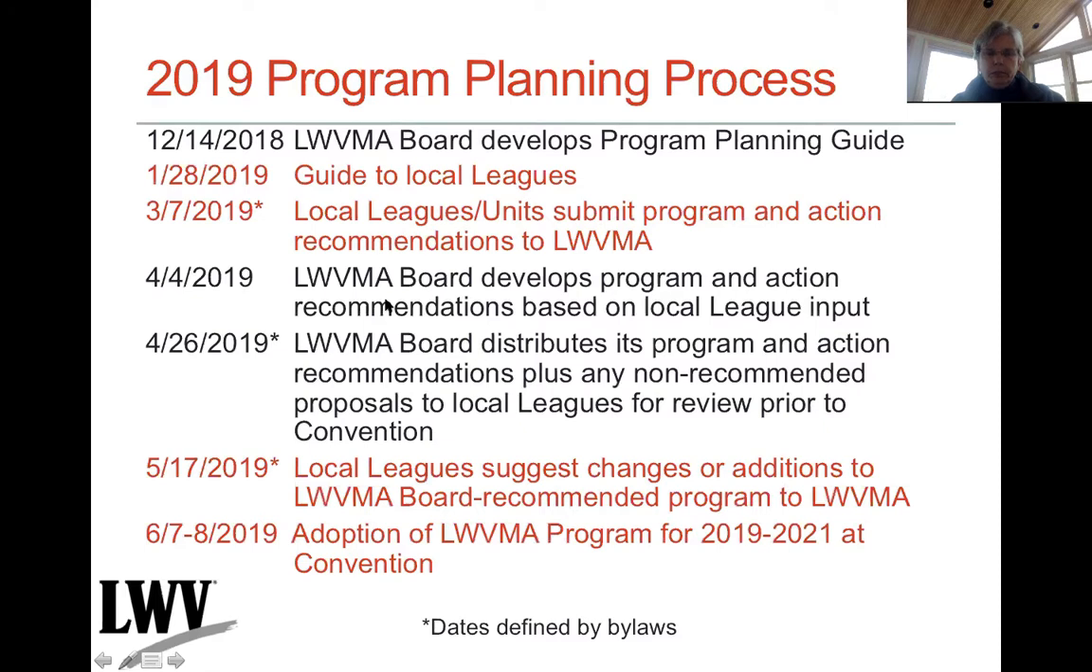Then it goes back to the board to develop recommended program and action based on local league input. Then, according to our bylaws, the program and action recommendations go back to the local leagues, including any proposals that were not recommended by the state league. And local leagues have an opportunity before convention to suggest changes or additions. And then it goes to LWVMA for approval and adoption.